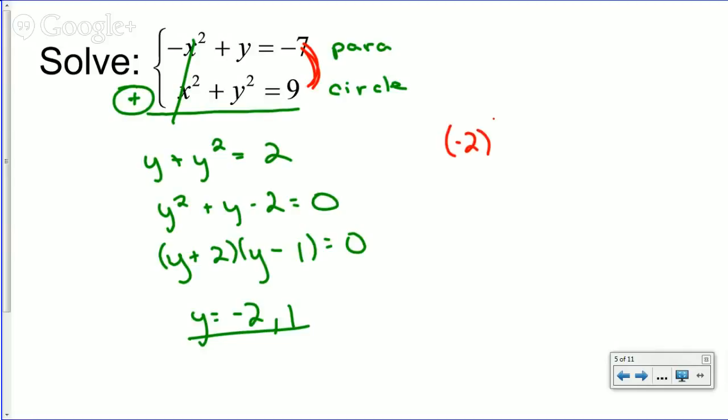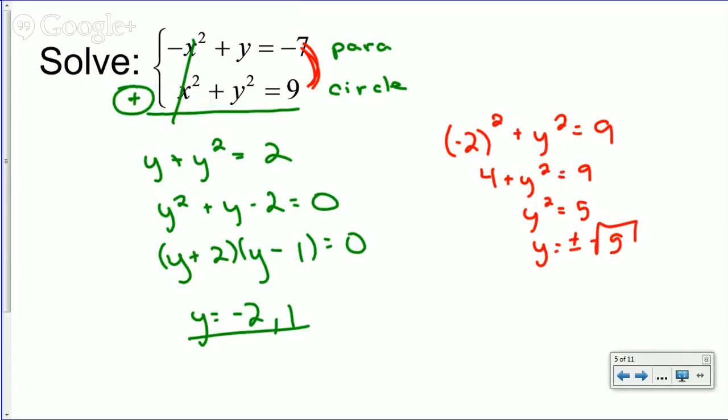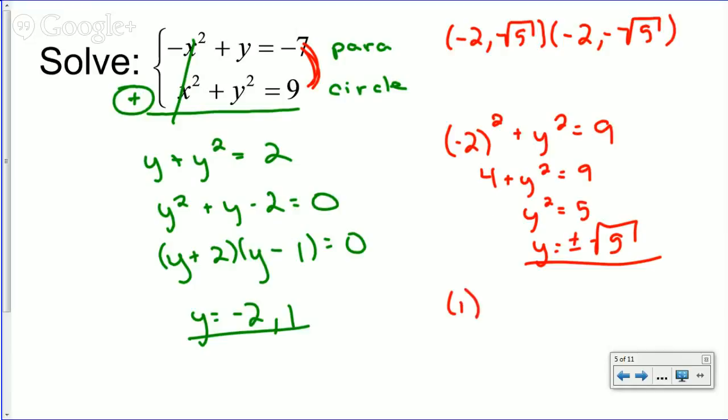So when y is minus 2, that's 4 plus x squared equals 9. x squared equals 5. x is plus or minus radical 5. Again, when you take the square root of a variable, you need to make sure you have this plus or minus in there. So I'll go ahead and write the ordered pairs for that one. So I got radical 5, negative 2, and minus radical 5, negative 2.